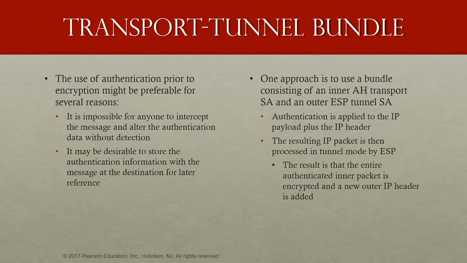One approach to applying authentication before encryption between two hosts is to use a bundle consisting of an inner AH transport SA and an outer ESP tunnel SA. In this case, authentication is applied to the IP payload plus the IP header and extensions, except for mutable fields. The resulting IP packet is then processed in tunnel mode by ESP. The result is that the entire authenticated inner packet is encrypted and a new outer IP header and extensions is added.